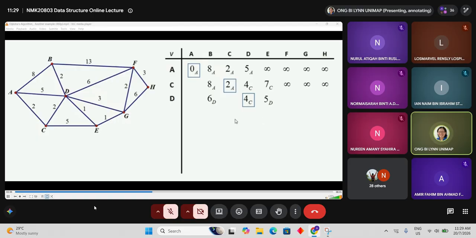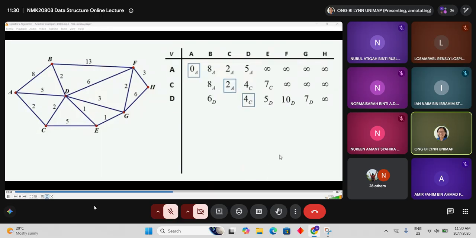Can I get from D to F? Yes, I can, with a weight of 6. 6 plus 4 is 10, so I put the 10 underneath the F column. Can I get to G from D? Yes, with a length of 3. And 4 plus 3 is 7, so I'll put a 7 under here. Can I get to H from D? No, not directly, so I'll still leave the infinity symbol under the H column.